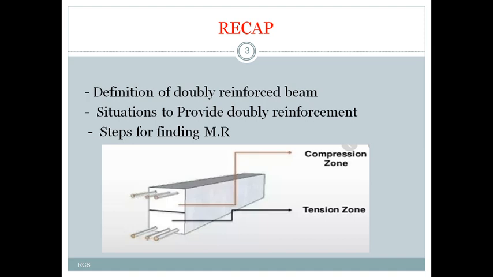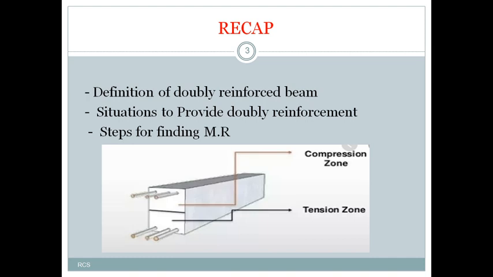Then in the next step, we compare XU and XU max. If XU is less than XU max, it is an under reinforced section. If XU is greater than XU max, it is an over reinforced section. If XU equals XU max, it is a balanced section. Generally we design under reinforced sections for economy and safety.